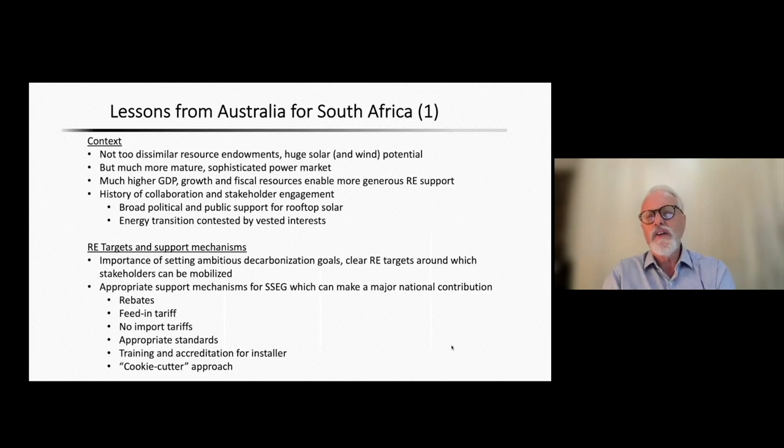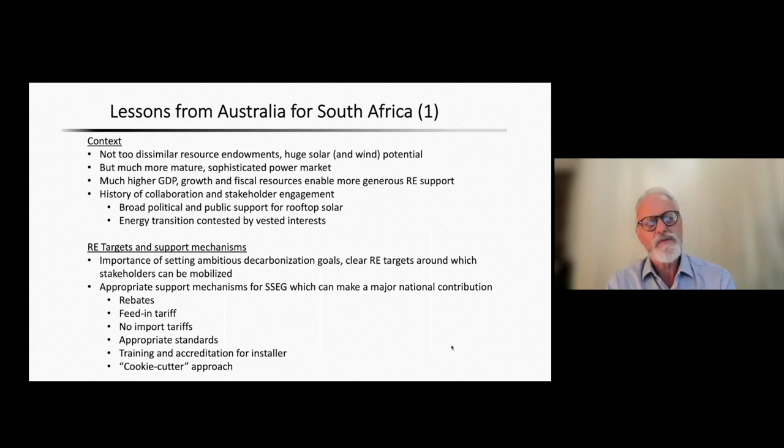So let's think of the context, the similarities and dissimilarities between South Africa and Australia. Huge resource endowments in both countries, but obviously Australia has a much more sophisticated, mature power market. We're setting out on that path now of setting up our market and have much to learn. Australia is obviously a richer country, faster growing, and can offer more generous support. But I think that through our load shedding, we have all the incentives to go much faster on DER.